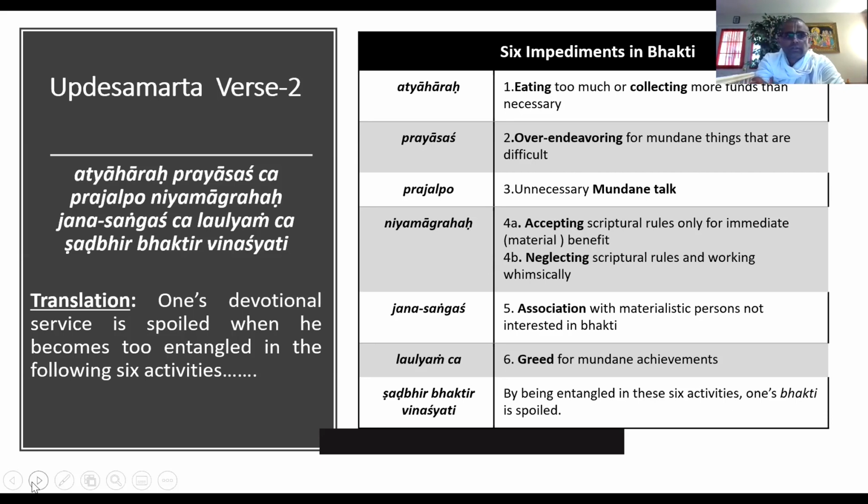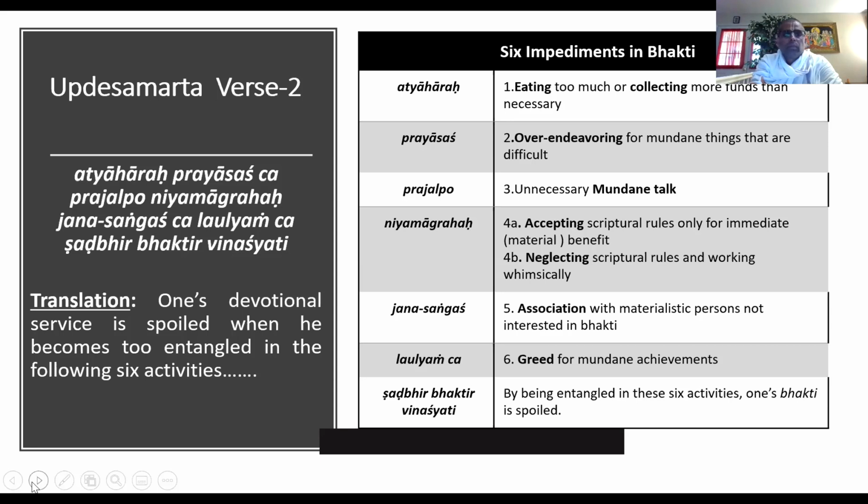And then Jana Sanga, associating with the people who have material motivation and are not interested in devotional service of Krishna, not inspired for pure bhakti, their association should also be abandoned.